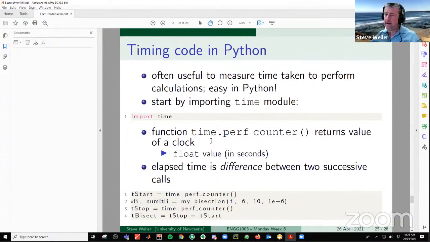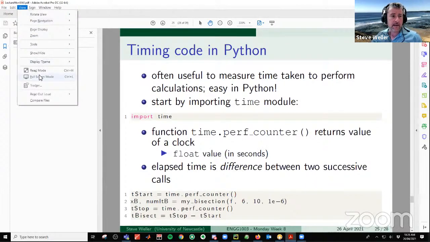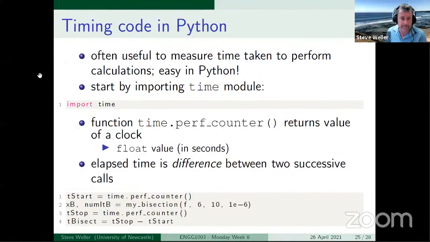And the classic way that you time code is shown in the 4 lines of code that you see at the bottom of the screen here. The first thing you do is compute a start time by calling the perf_counter function in the time module, and you store that clock time in a variable, in this case called tstart.